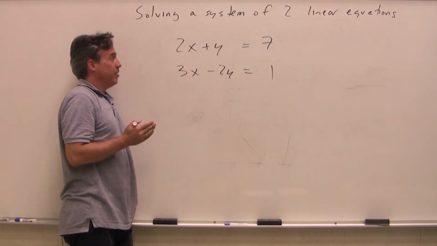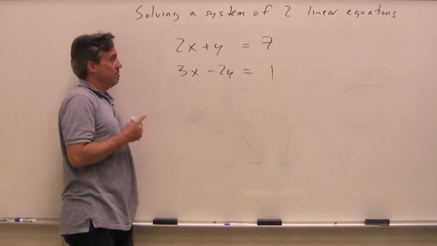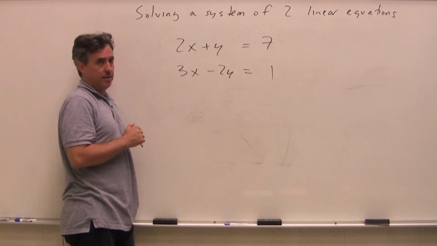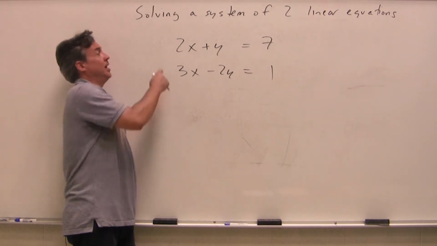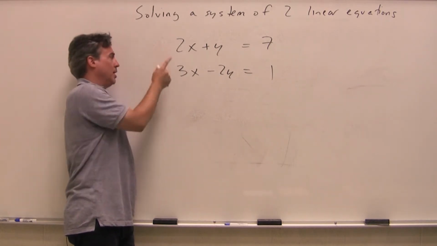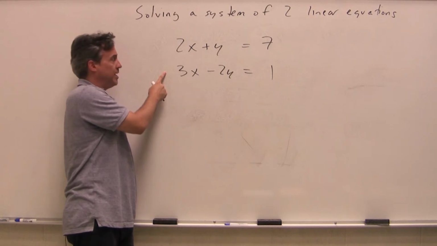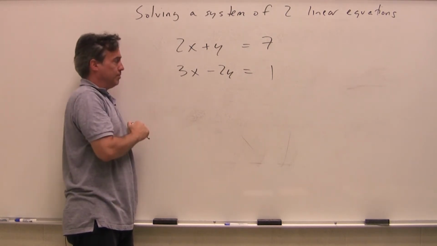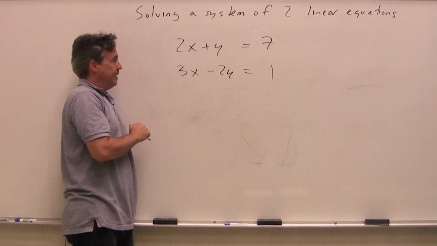I'd like to be able to figure out the value of x and the value of y that makes both of these equations come true simultaneously. There are lots of solutions to this equation, and there are lots of solutions to this one. But in fact, there will only be the one solution to both of these equations. What can I do to determine that solution?